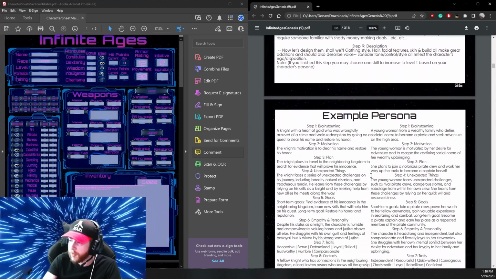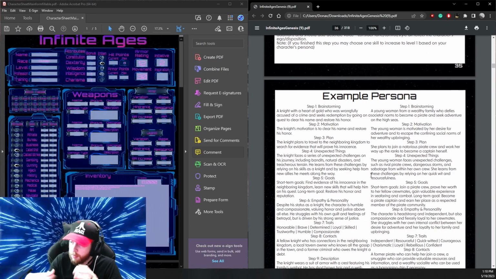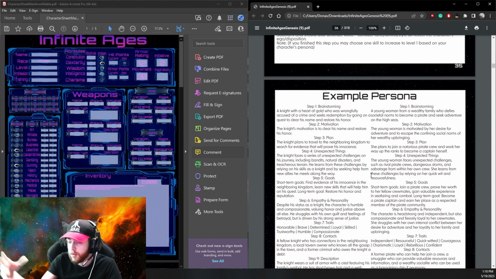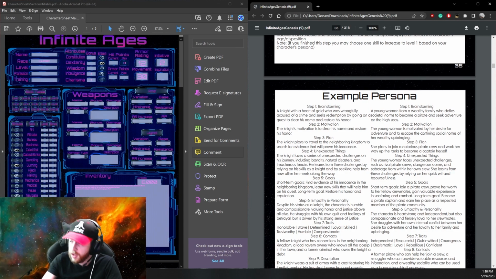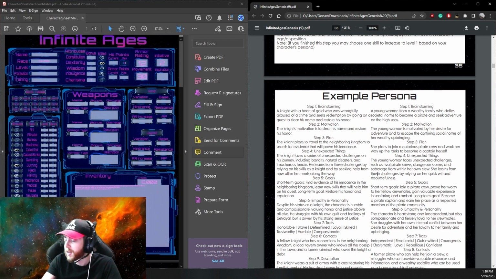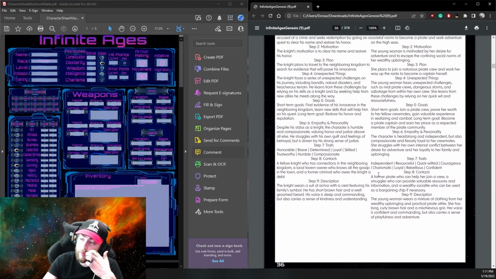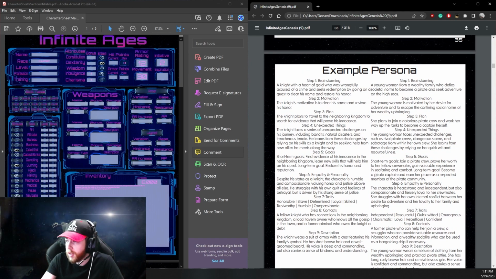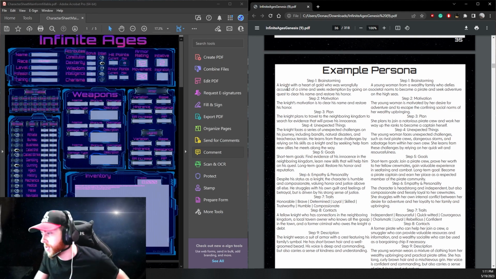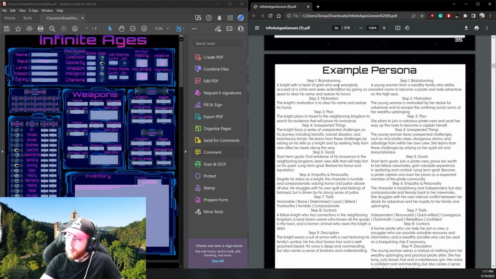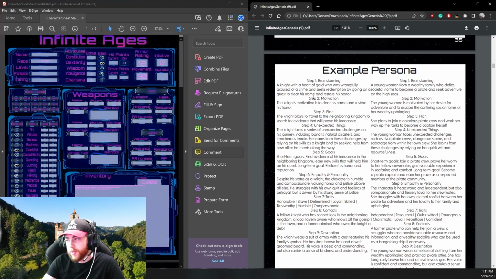But if you're having a tough time coming up with these motives and the plan and the unexpected things, and you're trying to brainstorm some ideas, I did leave some examples down here below. There are four different examples for each time period, essentially. So this is like a knight with a heart of gold who was wrongfully accused of a crime and seeks redemption by going on a quest to clear his name and restore his honor.